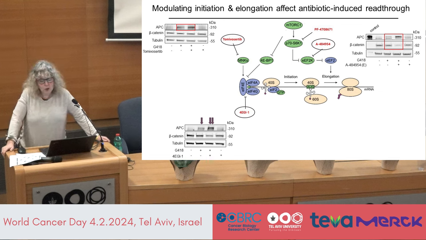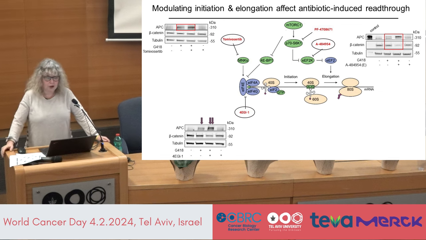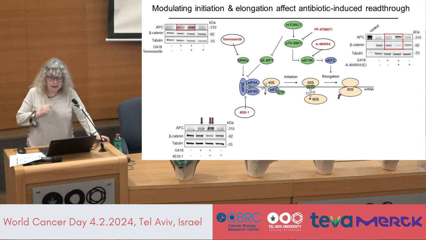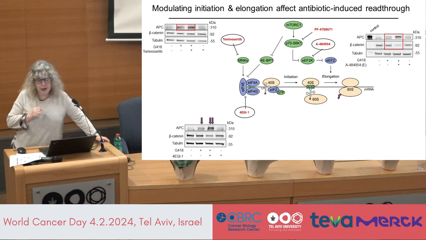So then we wanted to look at protein elongation. We started with initiation, now we're going into elongation. We tried to inhibit elongation, we saw no effect. However, when we increased elongation, again, we saw that the compounds can strongly increase the ability of the antibiotics to induce read-through. Okay, so these translation modifications do not affect read-through itself, but affect the ability of the antibiotic to induce read-through.